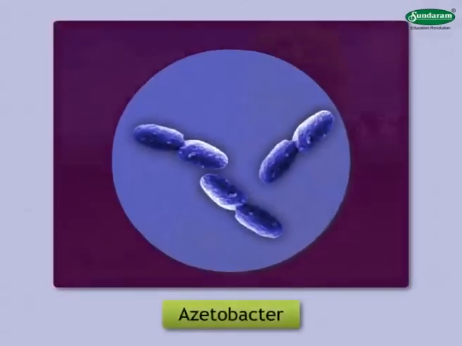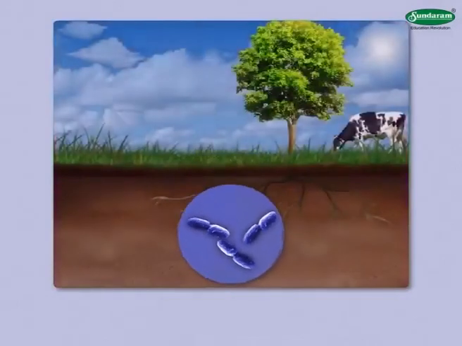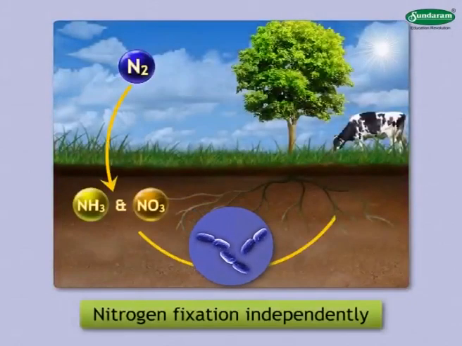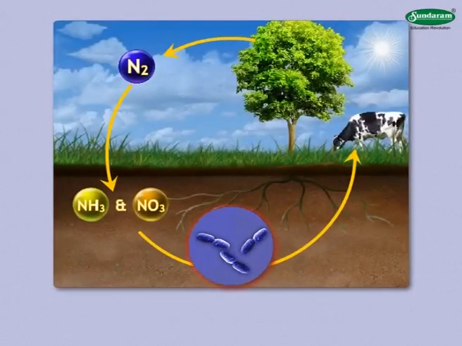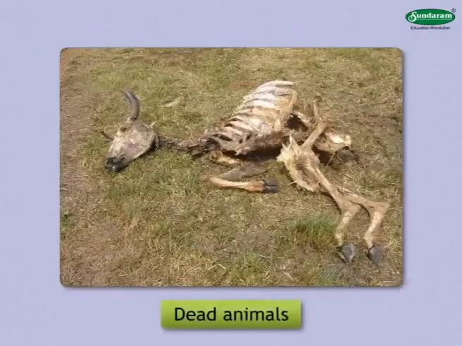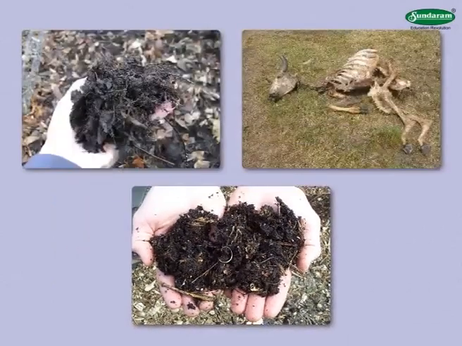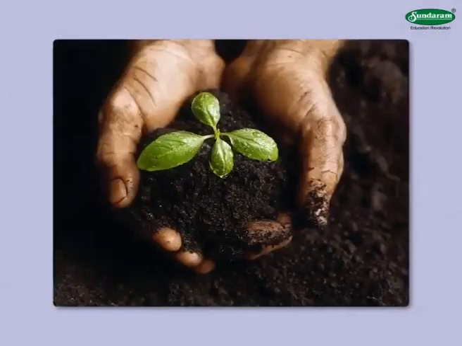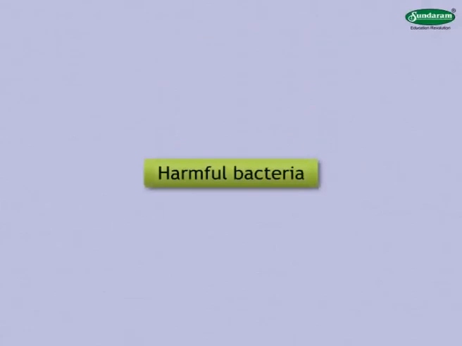These nitrogen compounds enter the soil and make the soil fertile. Azotobacter is a kind of bacteria in the soil responsible for nitrogen fixation independently. Several bacteria present in the soil decompose dead plants and animals, and produce humus, thereby increasing the fertility of the soil. Now, let us study some of the harmful bacteria.